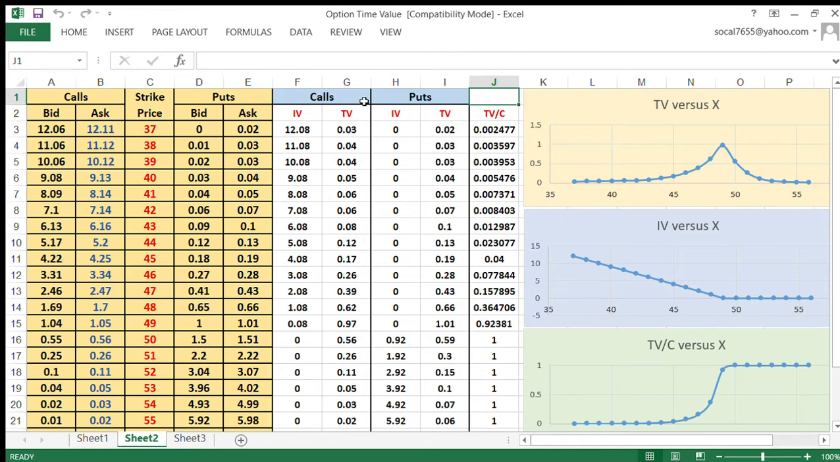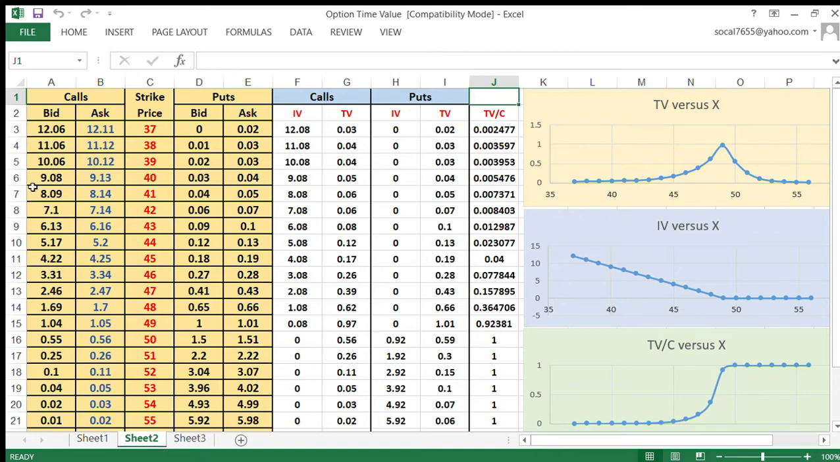And then here I have two columns labeled calls, where IV is intrinsic value and TV is time value. Then I have the same thing for puts, intrinsic value and time value, starting off with the 37 strike. You'll recall that intrinsic value for a call is the maximum of stock price minus strike price, or zero, on a per share basis, and you multiply it by 100 to get the actual contract trading price.